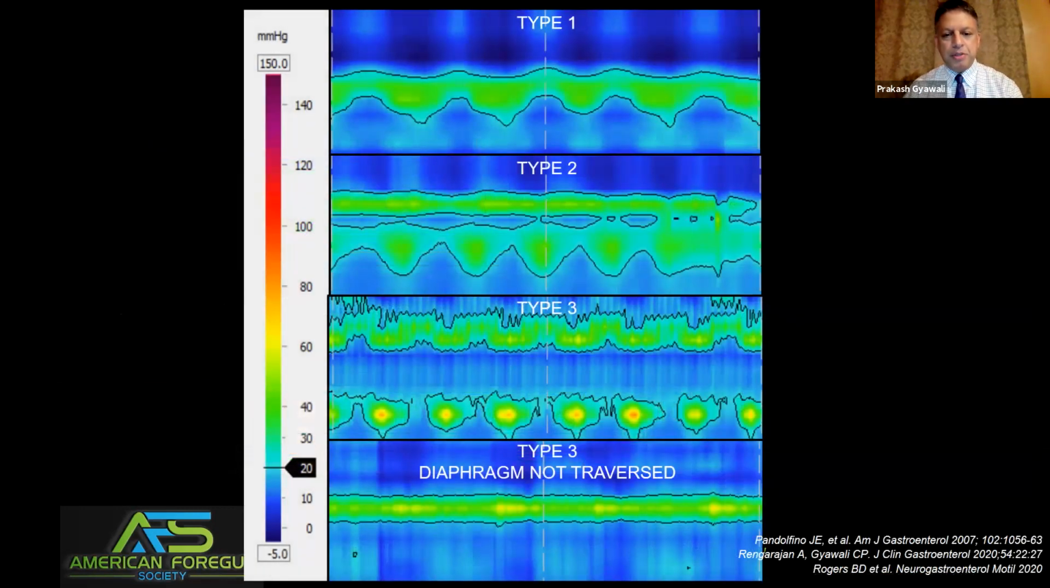Now, with manometry, you can also characterize the morphology of the esophagogastric junction. So type 1: no hiatal hernia, with the diaphragm and intrinsic LES at the same level. Type 2: less than 3 centimeter separation.